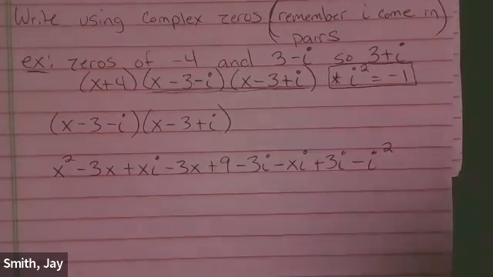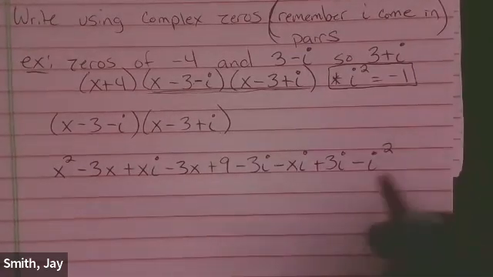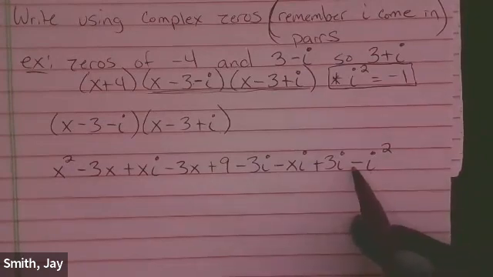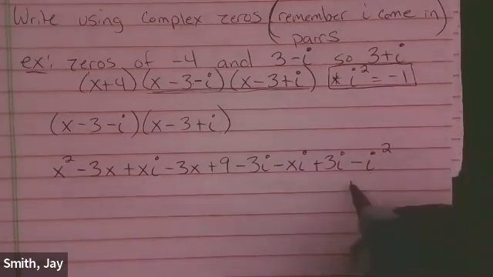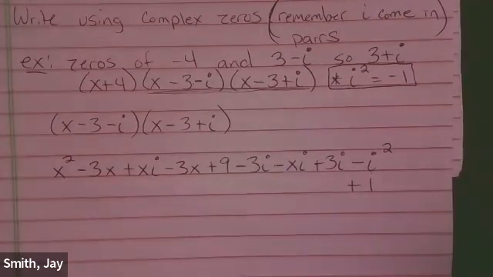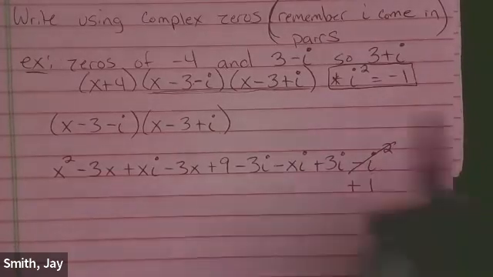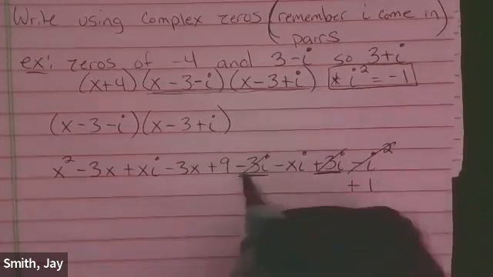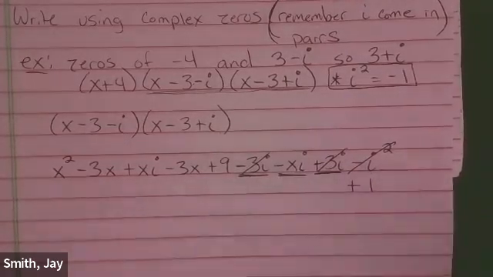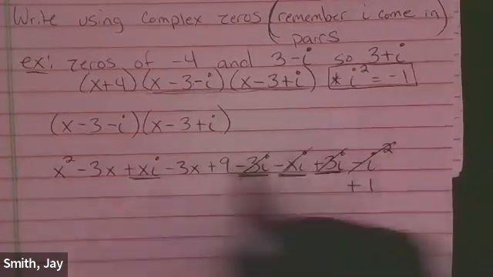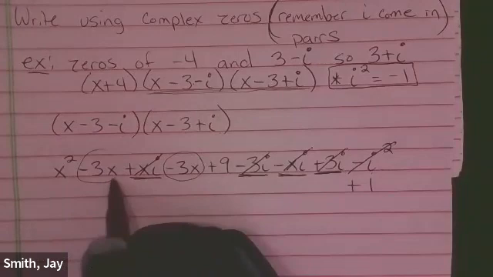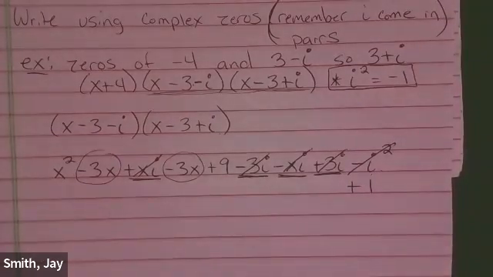Now we're just going to go through and combine like terms. That -i squared, remember i squared is -1, so this is really a -1, or that's just going to become positive 1. We have a positive 3i and a -3i, those are going to cancel out. A -xi and a positive xi are also going to cancel out. We also have two more like terms, -3x and positive 3x.